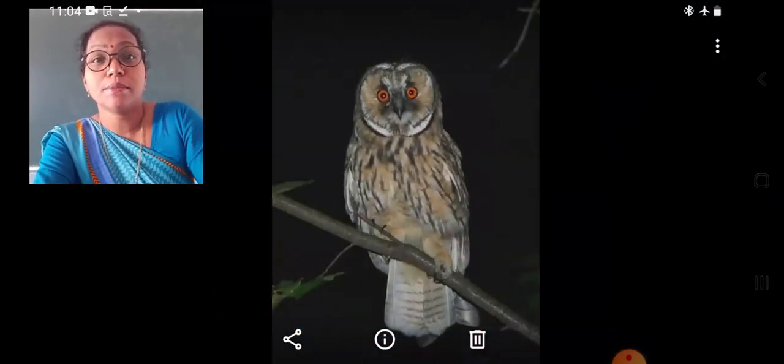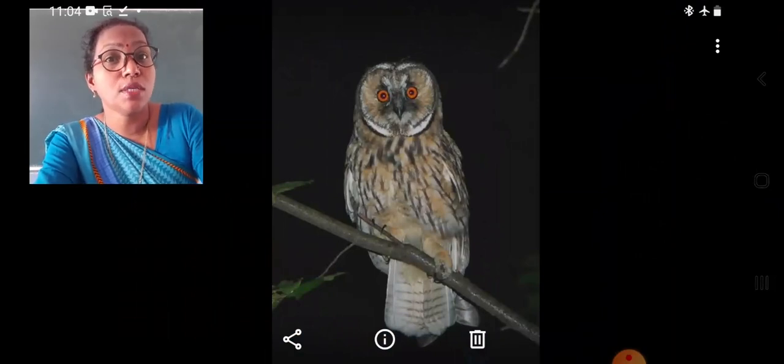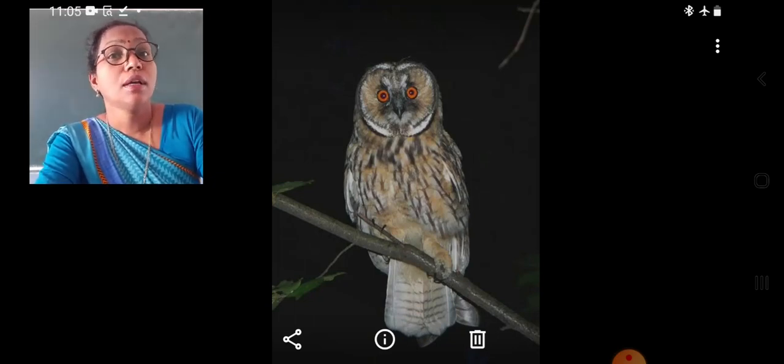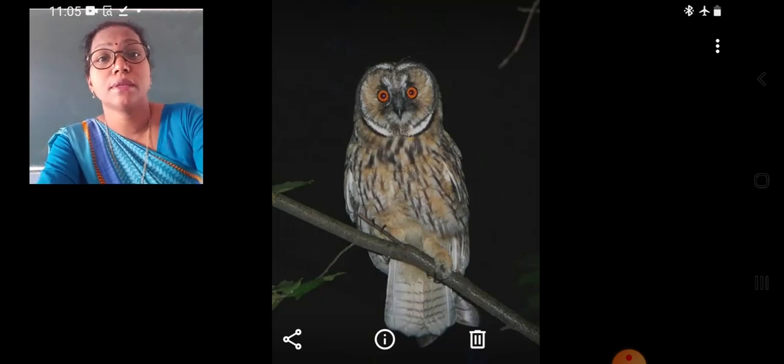Some organisms such as owls, bats, etc. are active during the night and inactive during the daytime. So we can understand that light affects the routine of living organisms.